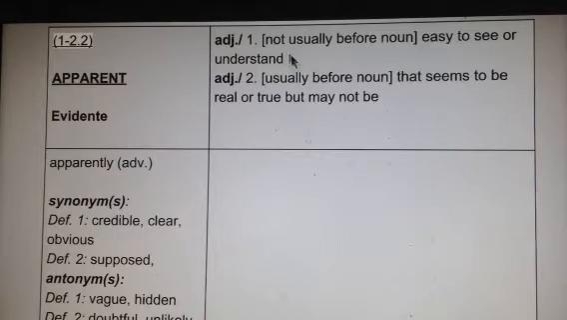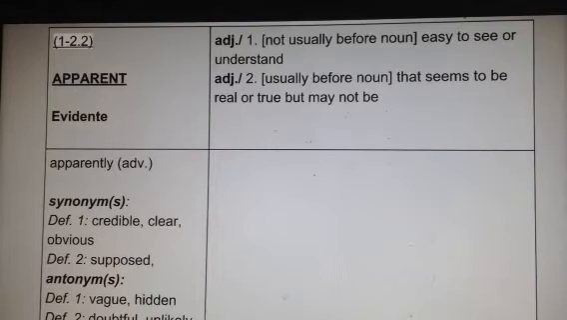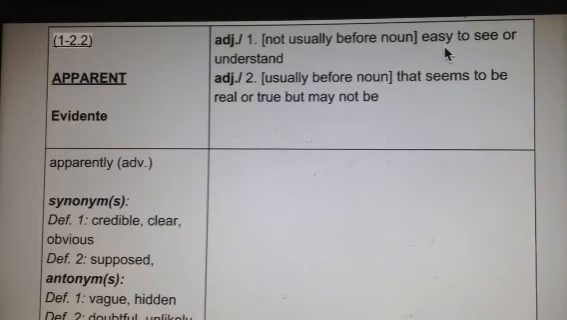In the first definition, apparent is not usually before the noun. In this case, then, usually apparent is used as a predicate adjective, as an adjective following a linking verb. And here it means easy to see or understand. Let's take a look at your sentence example.